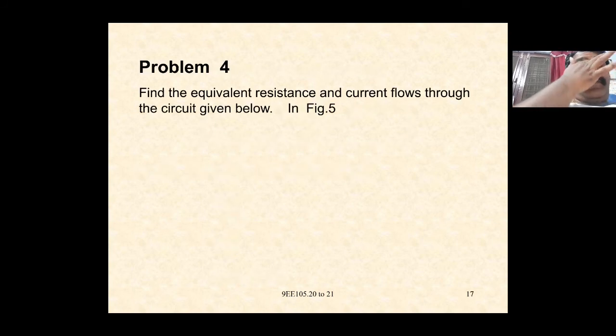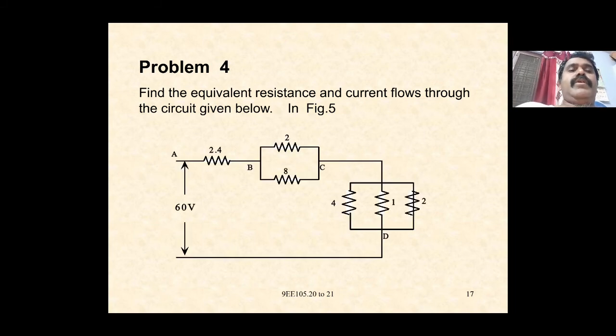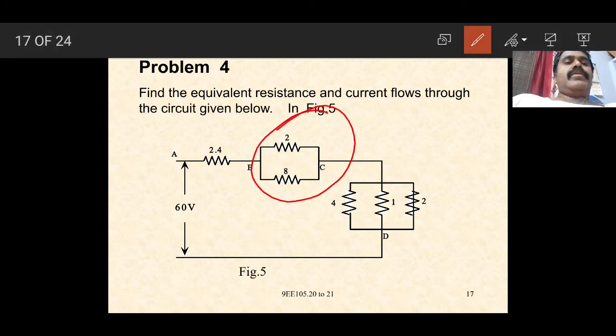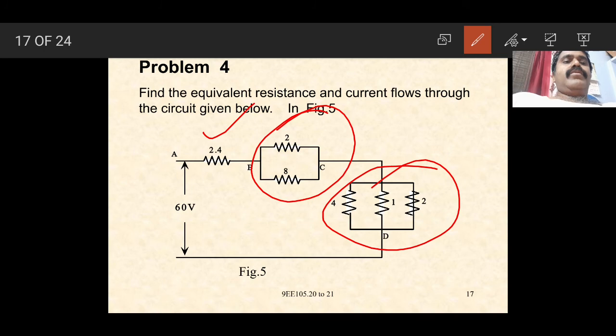Problem 4. Find the equivalent resistance and the current flow through the circuit given below. Here a 2.4 ohm resistance is connected across A and B, across B and C 2 ohms and 8 ohms are connected in parallel, and across C and D 4 ohms, 1 ohm and 2 ohms are connected in parallel. So first we have to do the parallel combinations. Then this 2.4, this resistance and this resistance come in series, and we have to add all three resistances. Then we have to find the total current I.